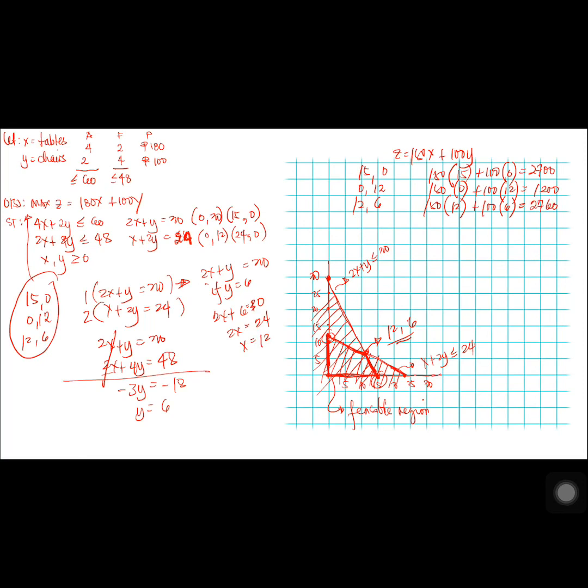2,760. Since 12 and 6 produces the maximum amount of the objective function, therefore the decision must be: x, our number of tables, is 12, and y, our number of chairs, is 6, for a maximum profit of 2,760. Okay, so that's it.